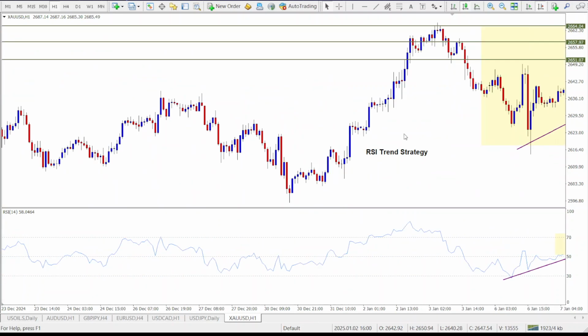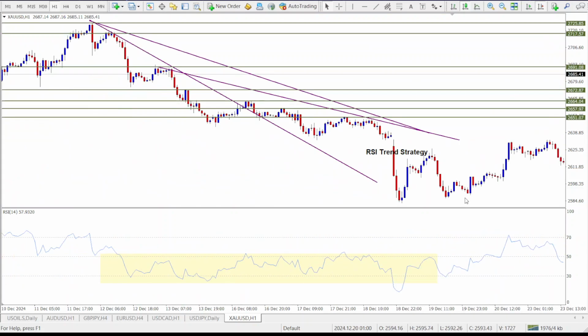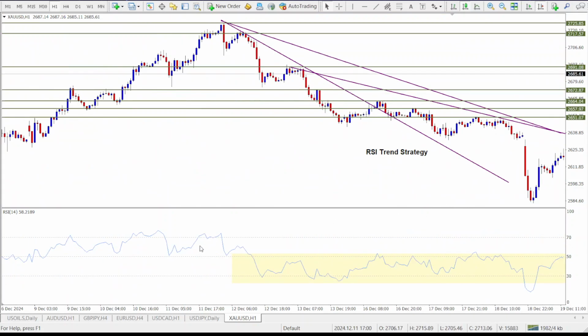In an uptrend, look for RSI pullbacks below 30 and watch for the RSI to cross back above 30. That is when the trend is starting. And then if you are a scalper within the trend, you can look for multiple rejections around the 50 level. Then in the case of a sell, look for the RSI crossing above 70 and then pulling back down below 70.